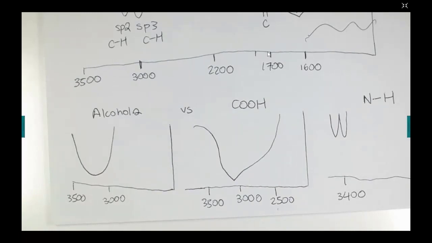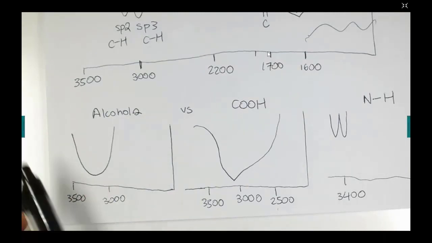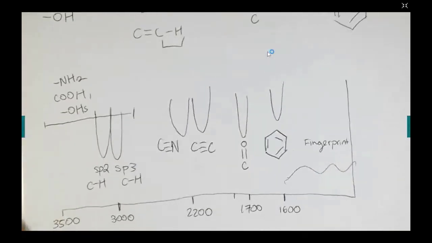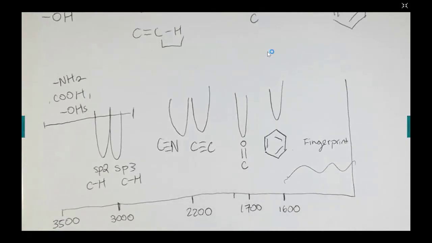These are the three for that 3000 range. But let's also talk about carbonyls. We said that carbonyls are located around the 1700 point, right?